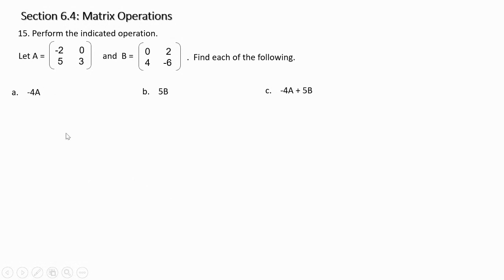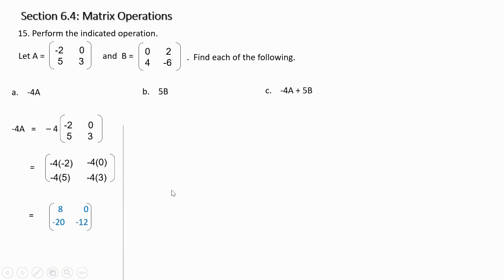So here we have negative 4a. This is a scalar multiplication. So that means I'm going to multiply negative 4 times every entry in the A matrix. And again, this is only to show the work, but you can go straight. Negative 4 times negative 2 will give us 8. You can go from negative 2 to negative 4 times negative 2 is 8. Negative 4 times 0 is 0. Negative 4 times 5 is negative 20. Negative 4 times 3 is negative 12.